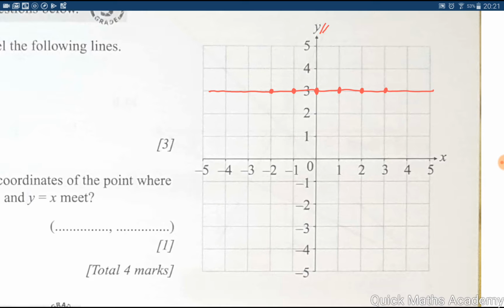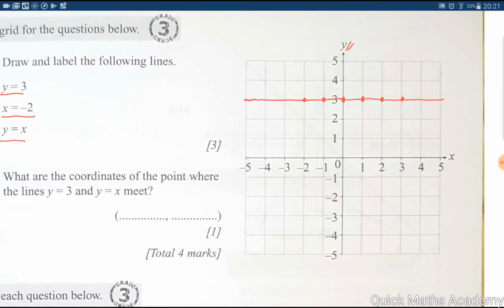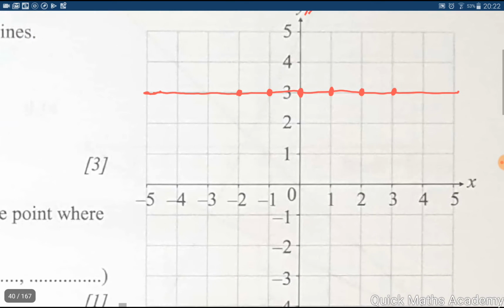Okay, so when I ask for the line y equals 3, what I'm asking is give me all the points that have the second coordinate 3. And with that information I am able to draw my line. This is the line y equals 3.